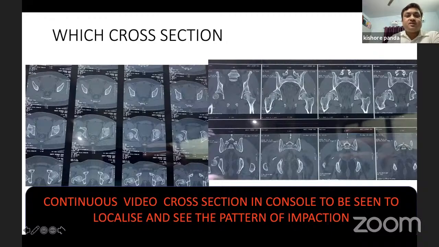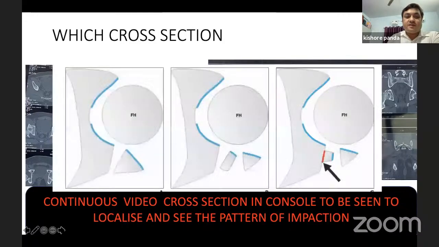So which cross-section is important to look at for marginal impaction? Ideally, when you see selected cuts, you can miss the marginal impaction. So it is better to see the continuous video cross-section in the console, to localize the pattern of the impaction. This is the best axial cut to visualize the marginal impaction.